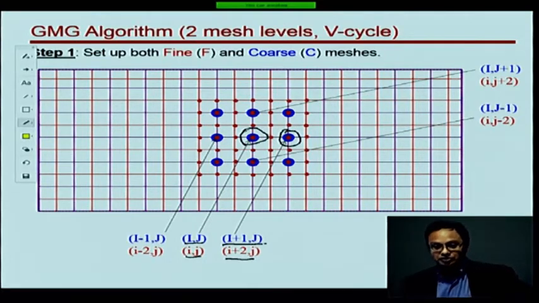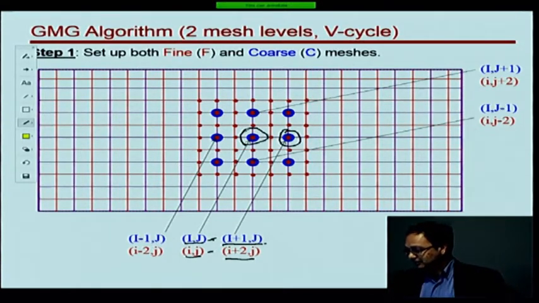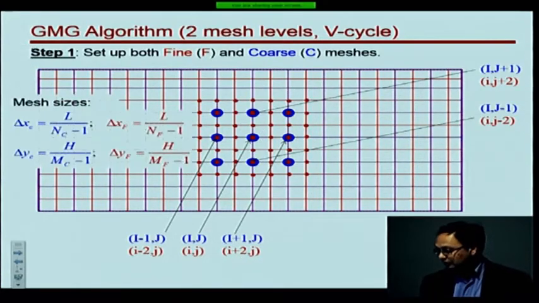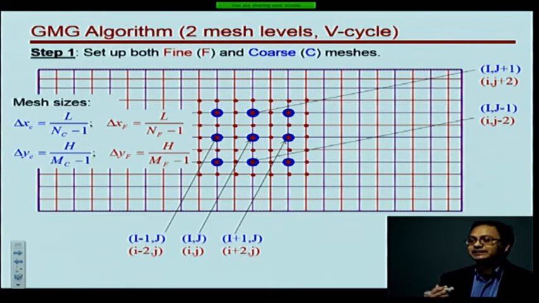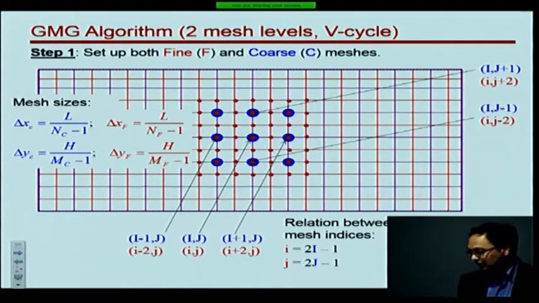Now there is a relationship between the small indices and the capital letter indices, or the fine and the coarse mesh, and that's given by, let's see here. So those are your mesh spacings. You know that already. So now we have a delta x_c and a delta x_f, standing for coarse and fine. And here is the relationship between the coarse and the fine mesh indices. So small i is equal to 2 capital I minus 1, and small j is 2 capital J minus 1.